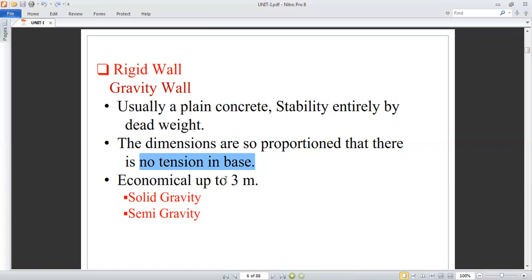If it is up to 3 meters, the section is economical, I mean, cost-wise it is effective. Okay, I think you get the point now. So in the gravity wall itself, we have further subdivision. We have the solid gravity wall, and another one we have is the semi-gravity wall.